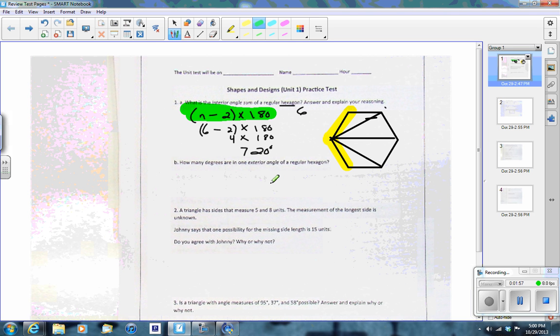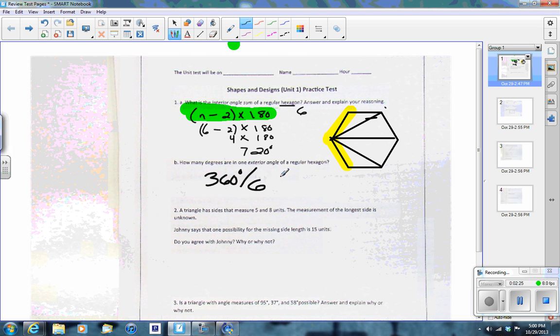Okay, how many degrees are in one exterior angle of a regular hexagon? It doesn't really matter that it's a hexagon. It's important for us to remember that every polygon, no matter what it is, has a total of 360 degrees in its exterior angle measure.